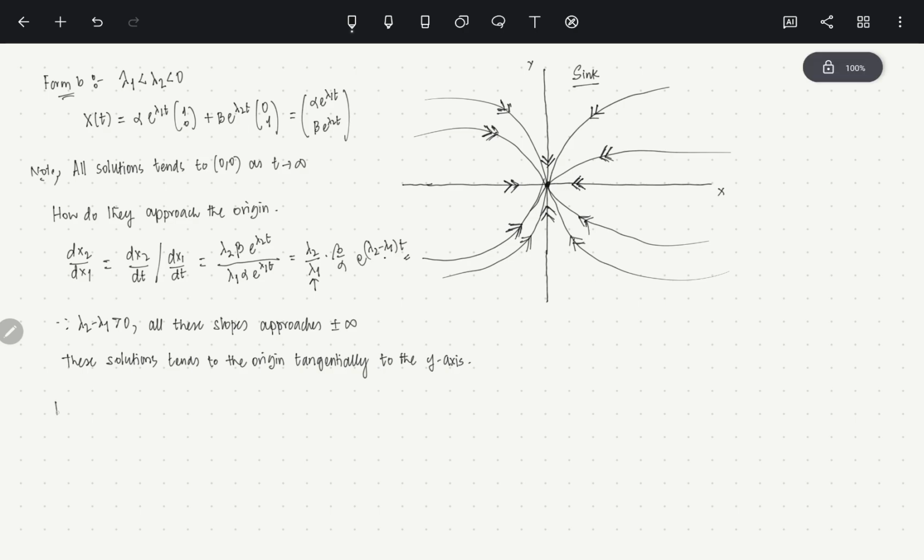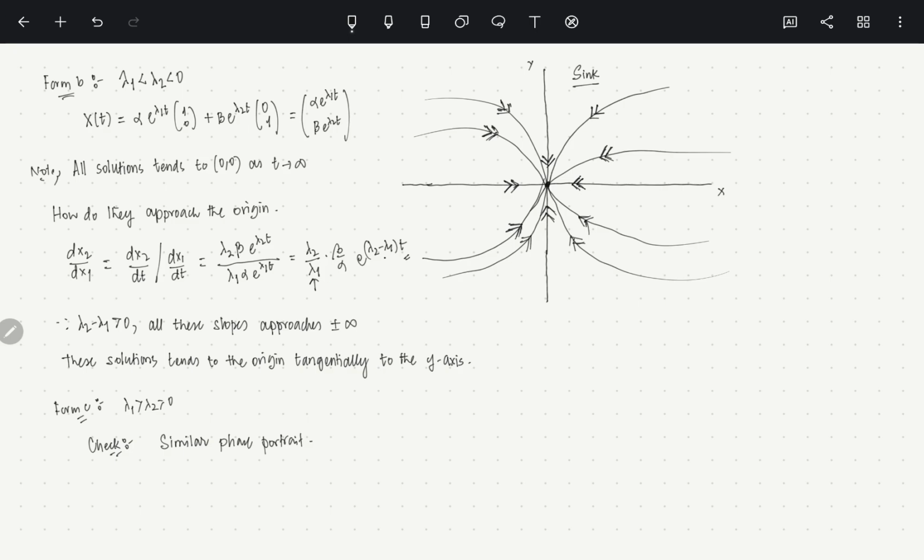Okay, and there is another case, form C. What is form C? If lambda 1 and lambda 2 are both positive, distinct and positive, what is going to happen? Please check this part; you have to do it yourself. You have a similar phase portrait. But let's just understand what's happening.